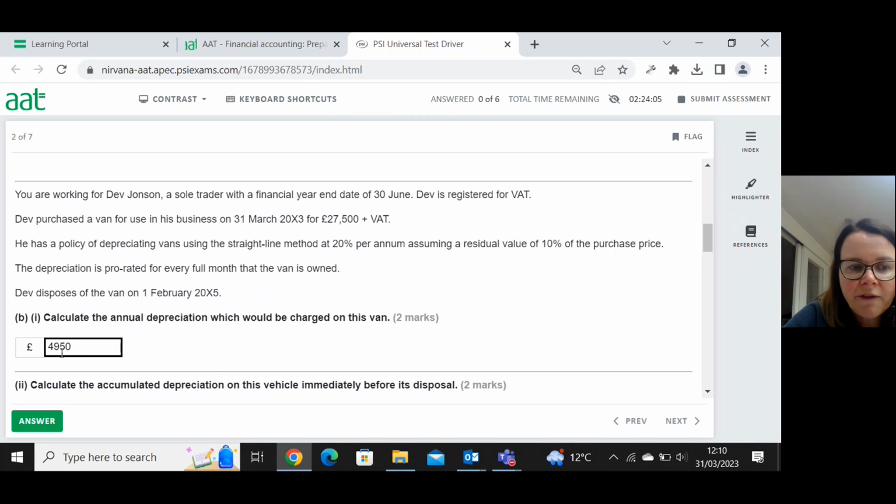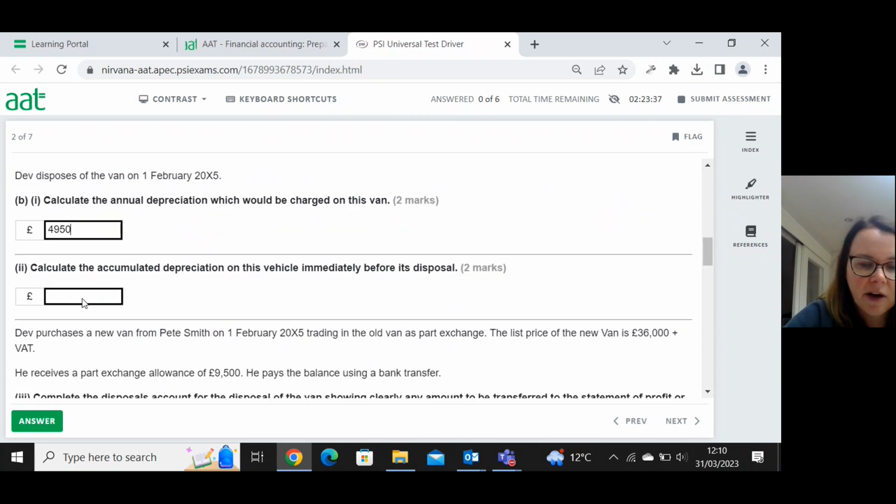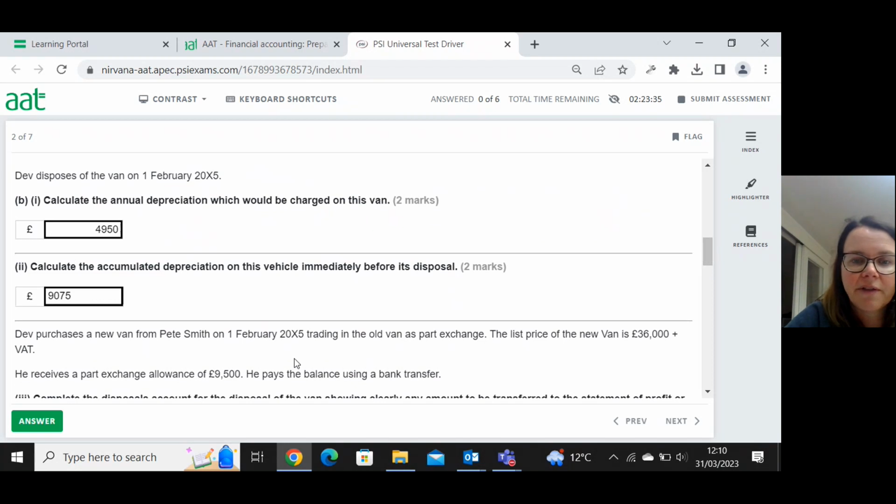So I want 1 full year's worth of depreciation, so 1 lot of 4,950, and then I want 10 months' worth. So if I divide the 4,950 by 12, I get 1 month's worth, and then times it by 10, that gives me 4,125 for 10 months. And then I want the full year as well, so add on the 4,950, and that gives me an answer of 9,075 for part B2.